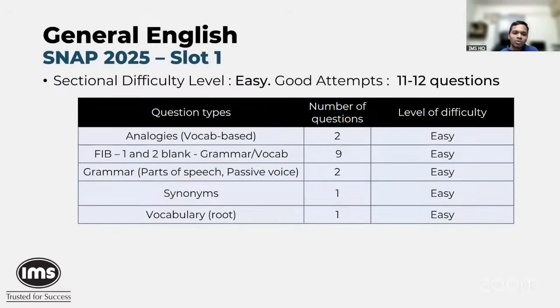Overall, the parts of speech and the passive voice were fairly straightforward questions, nothing too difficult. One question on synonyms and then one question on the root. I think prognostication was the word, asking what is the meaning of pro in that particular word. So I would say 11 to 12 questions is what one could have attempted.